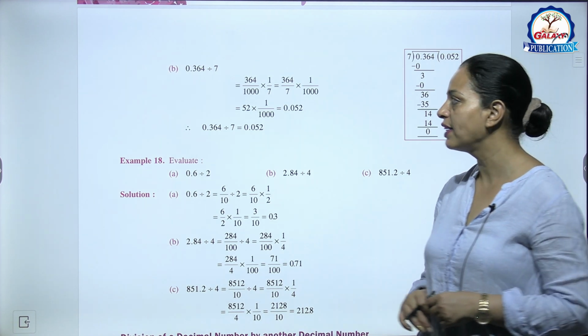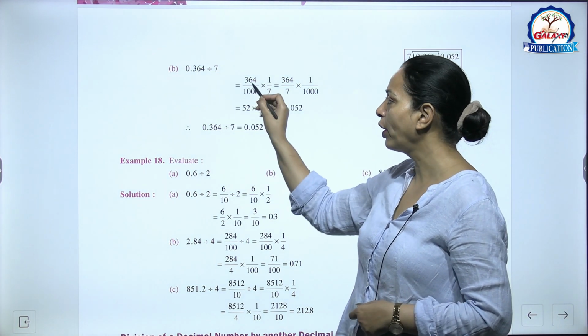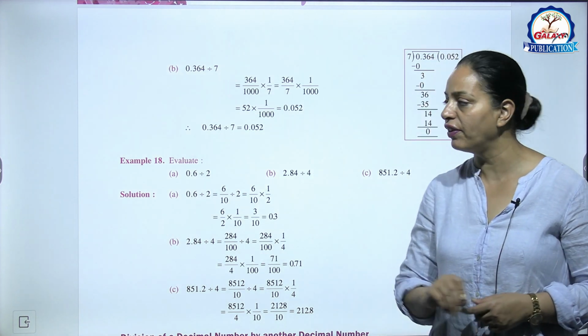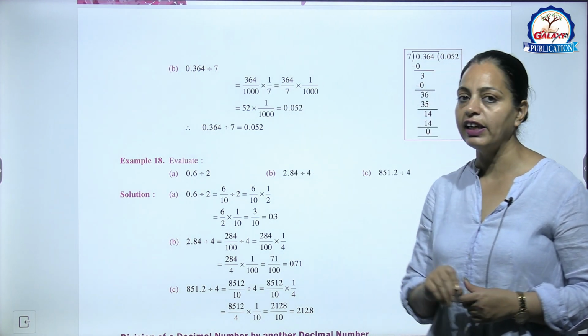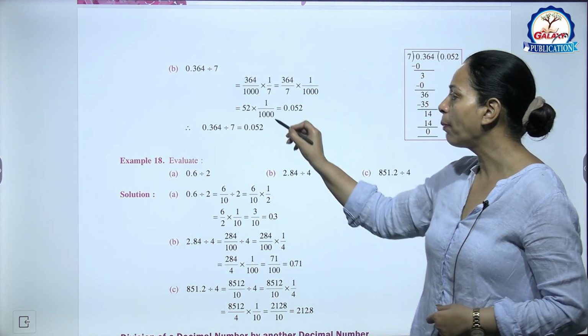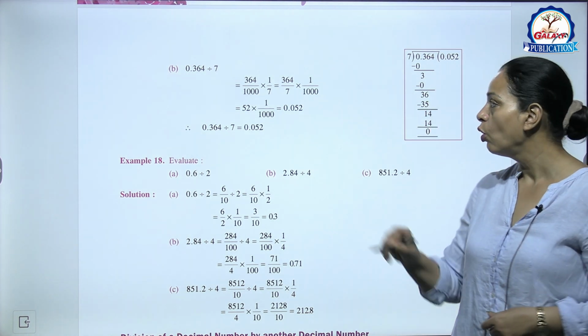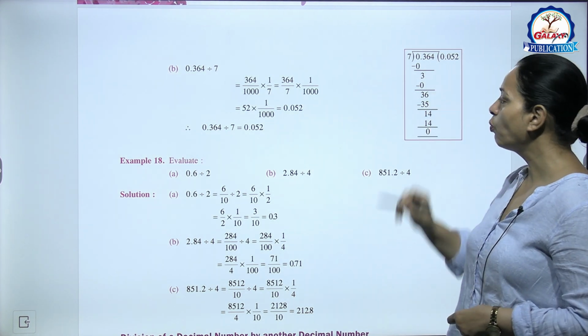Now come to B part. 0.364 divided by 7. Remove decimal point. 364 upon 1000 divided by 7. 7 से इसको कट कर देंगे. We are getting 52 upon 1000. Answer is 0.052.